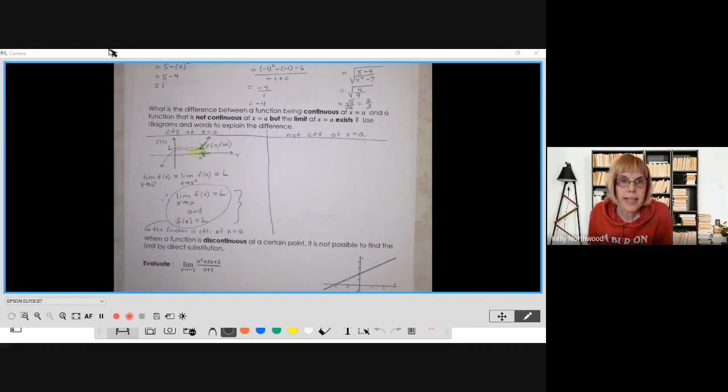So if the limit exists and is equal to L, and the value of the function is also L at x equals a, then you can say the function is continuous at x equals a.